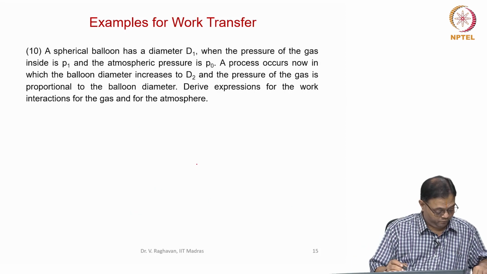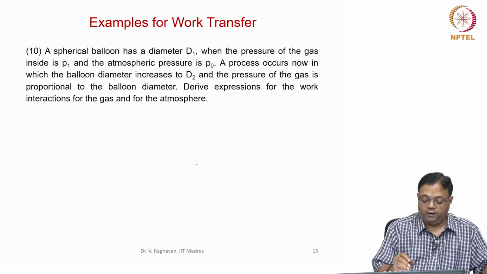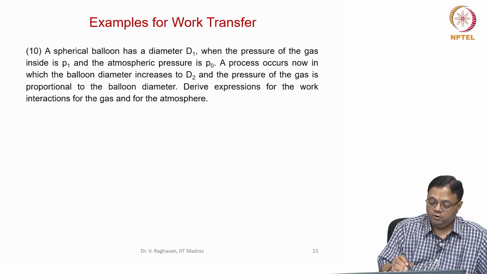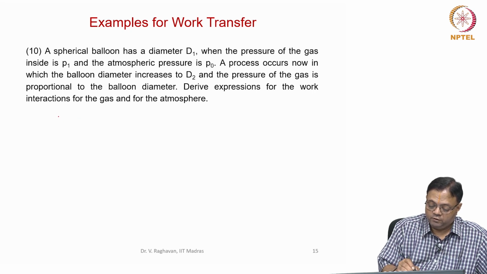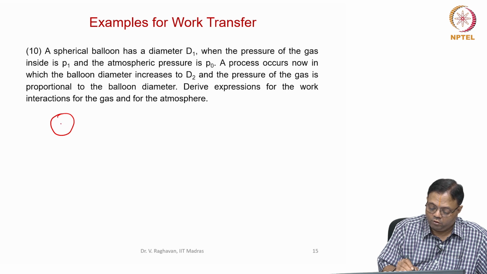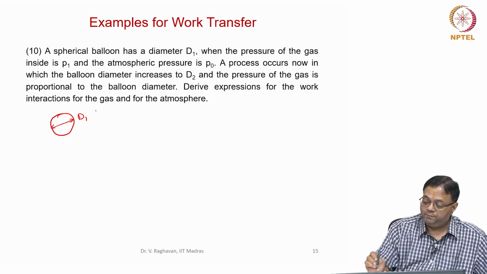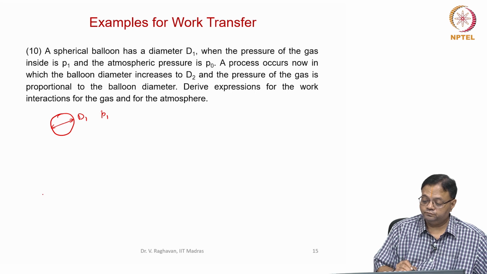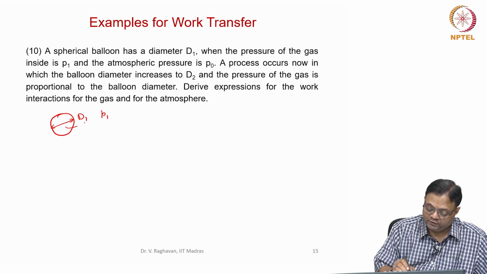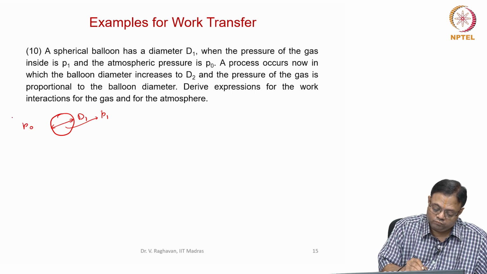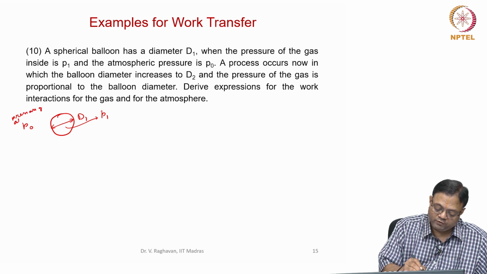Okay, now this problem: a spherical balloon of diameter d1. The diameter is d1 when the pressure is P1. So the pressure of the gas inside the balloon is P1. Atmospheric pressure is P0, the pressure of the atmosphere.